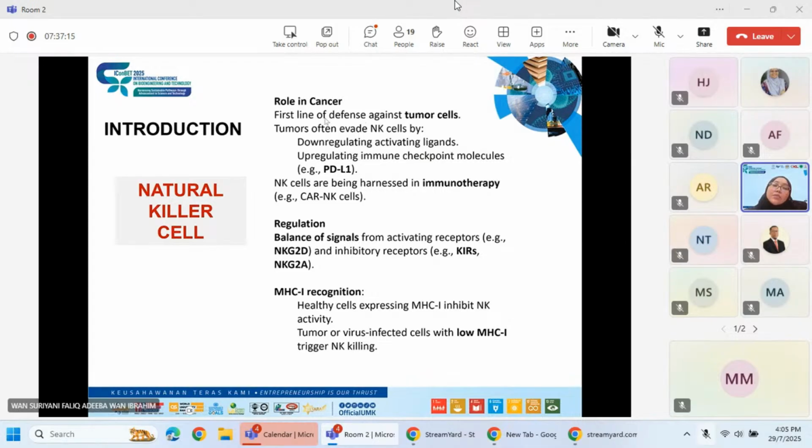Now, what is its role in cancer? It is the first line of defense against tumor cells. How? It has a balance of signals from activating receptors such as NKG2D, and also inhibitory receptors. These need to be balanced. It also involves MHC1 recognition. A healthy cell will express MHC1, which will inhibit NK activity, and tumor cells with low MHC1 will trigger NK cell killing.